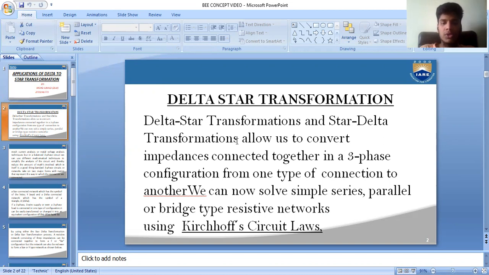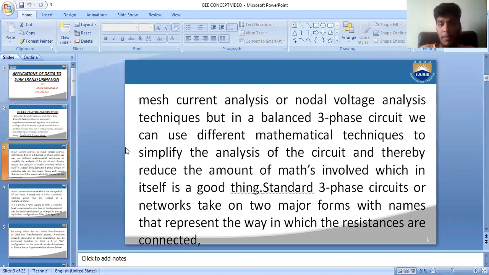We can now solve simple series, parallel, or bridge type resistive networks using Kirchhoff's circuit laws and mesh circuit analysis or also nodal voltage analysis techniques. But in a balanced three-phase circuit, we can use different mathematical techniques to simplify the analysis of the circuit and thereby reduce the amount of maths involved, which in itself is a good thing.